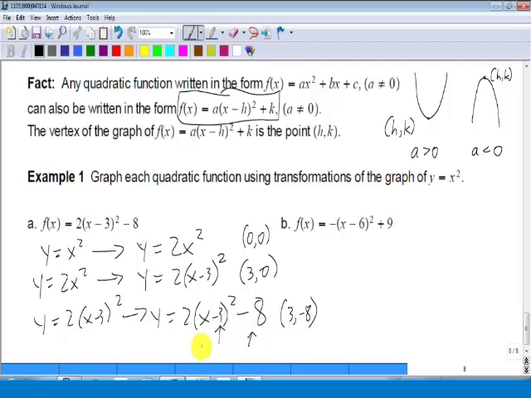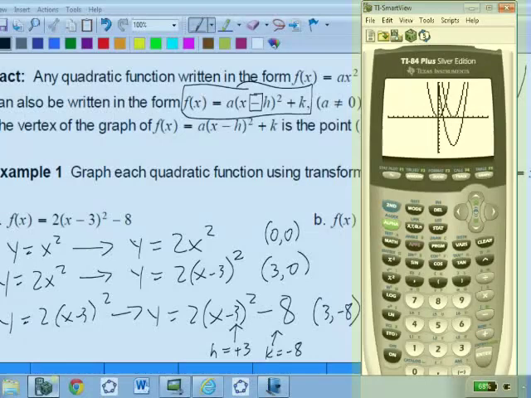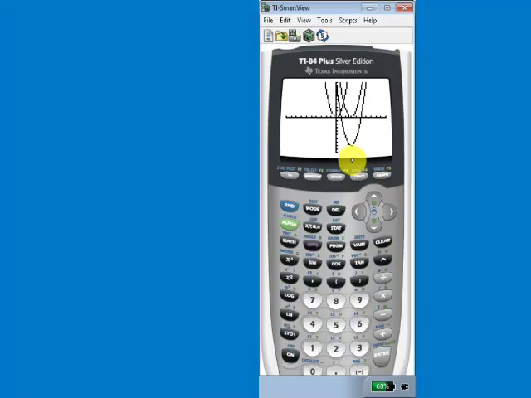tell that the x-coordinate of the vertex is positive 3, and the y-coordinate of the vertex is actually negative 8. On the inside, it's the opposite of the sign, because there is a minus in front of the h. So positive 3 for the x-coordinate of the vertex, negative 8 for the y-coordinate of the vertex. And you can see the graph there, the lowest point on that graph is (3, negative 8).